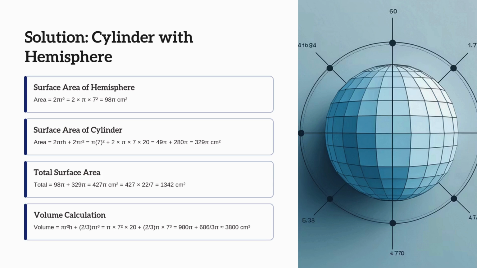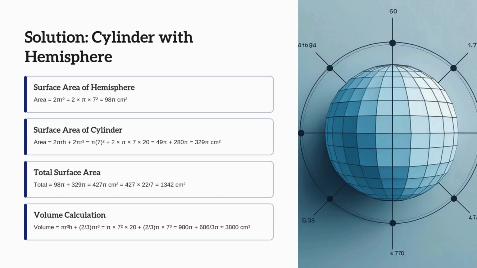Step 3. Total surface area of the solid. Total surface area equals hemisphere surface area plus cylinder surface area. This is because the solid is made up of these two parts joined together. Total equals 98 pi plus 329 pi. Total equals 427 pi square centimeters. Now replace pi with 22 over 7. 427 multiplied by 22 over 7 equals 1342. Final total surface area equals 1342 square centimeters.